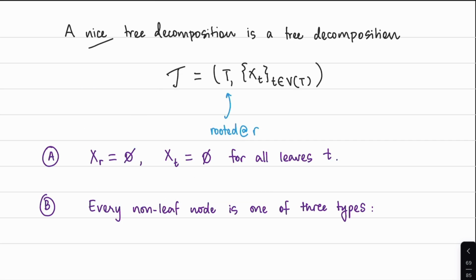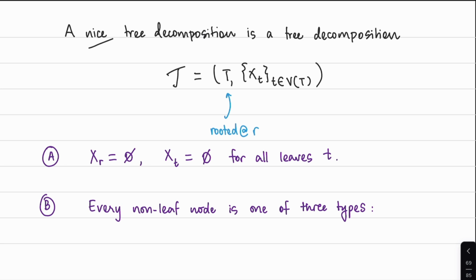A nice tree decomposition is a tree decomposition, and as before, we are going to be dealing with a rooted tree to make it convenient to give some directionality to the DP that we are going to develop. Let's say that it's rooted at a node called R, and the first thing about nice tree decompositions is the simplifying assumption that the bag associated with the root node is empty, and the bags associated with the leaf nodes are also empty. Now, this is really just a convenience assumption and is easy to ensure, as we will see in a moment.